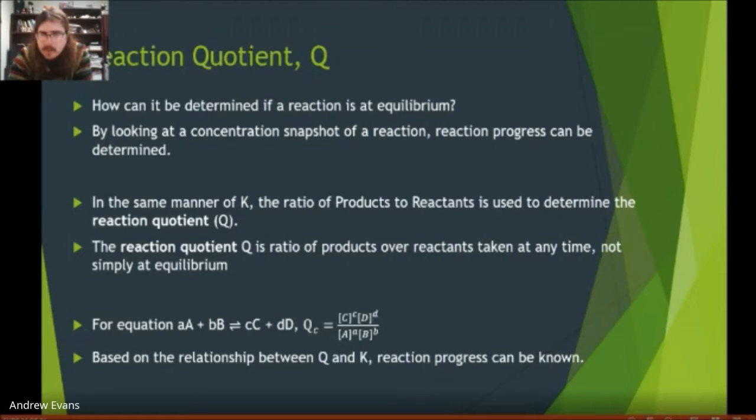Q could be at the initial point of the reaction, could be at the ending point of the reaction, could be where we have all products and no reactants, could be where we're at a 1-to-1 ratio of products to reactants. It doesn't matter. Q is just the reaction quotient at any time in the reaction. Q can be at equilibrium, but it doesn't have to be. So we're going to set up Q the very same way we set up K. And based on comparing our Q to a known K, we can determine where the reaction's at.